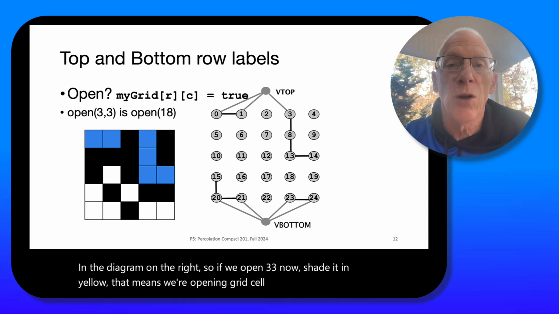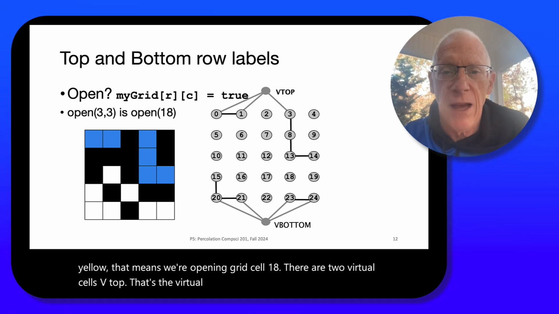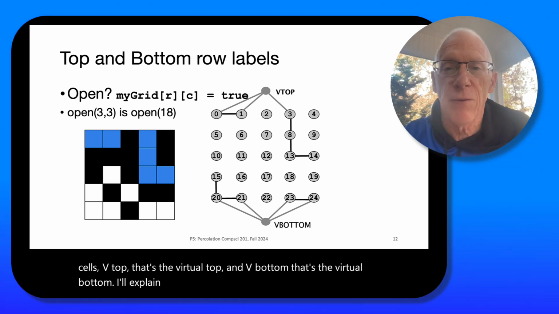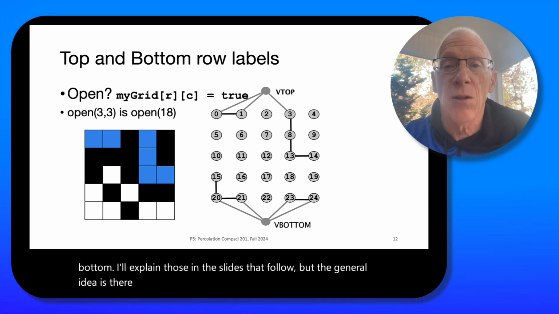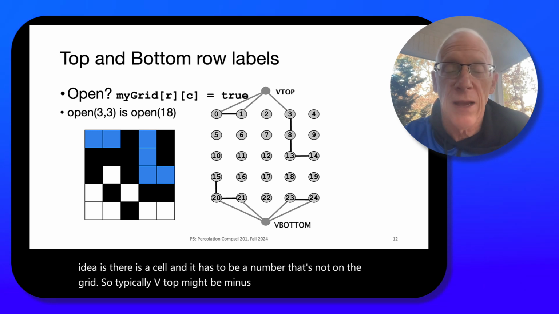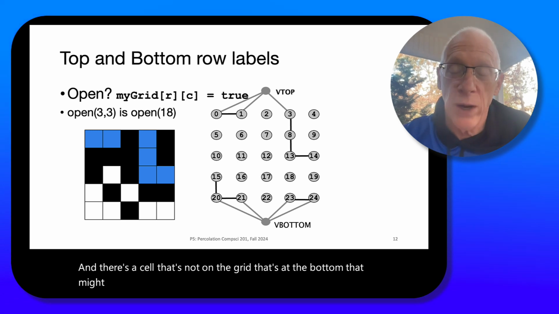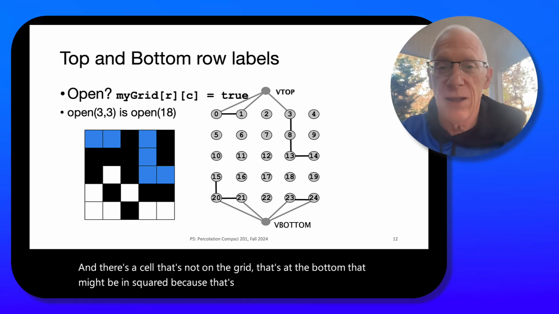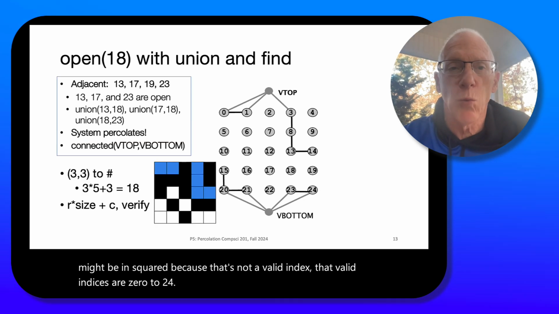There are 2 virtual cells, V top, that's the virtual top, and V bottom, that's the virtual bottom. I'll explain those in the slides that follow, but the general idea is there is a cell, and it has to be a number that's not on the grid. So typically V top might be -1. And there's a cell that's not on the grid at the bottom. That might be n squared because that's not a valid index. The valid indices are 0 to 24. So how does this work?